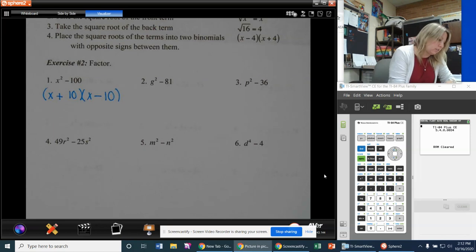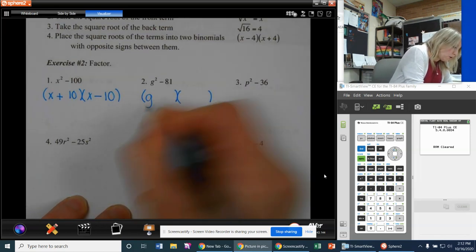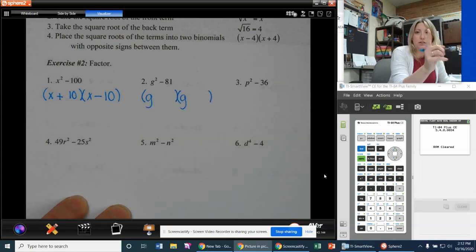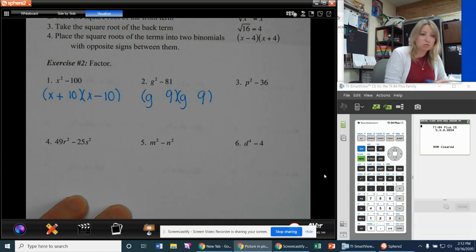because you ran into this. Take the square root of the front term, put it in the fronts. The square root of g squared is g. Take the square root of the back term. Square root of 81 is 9. Put it in the backs.